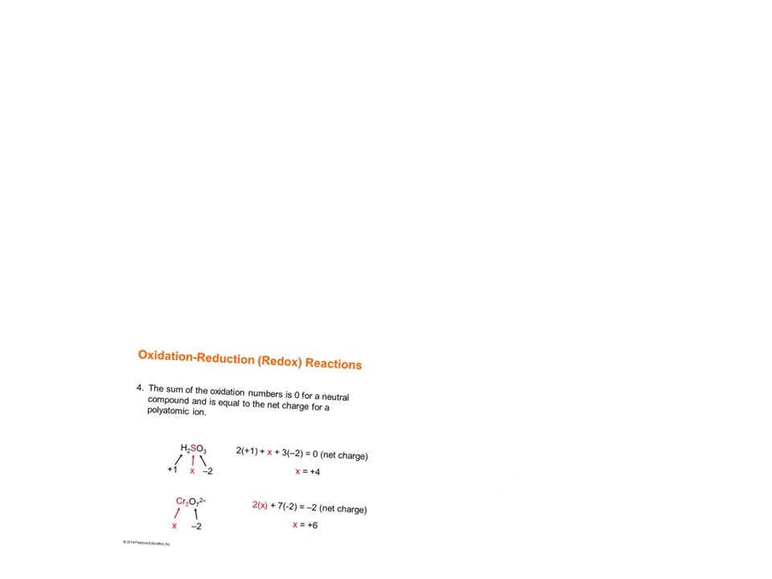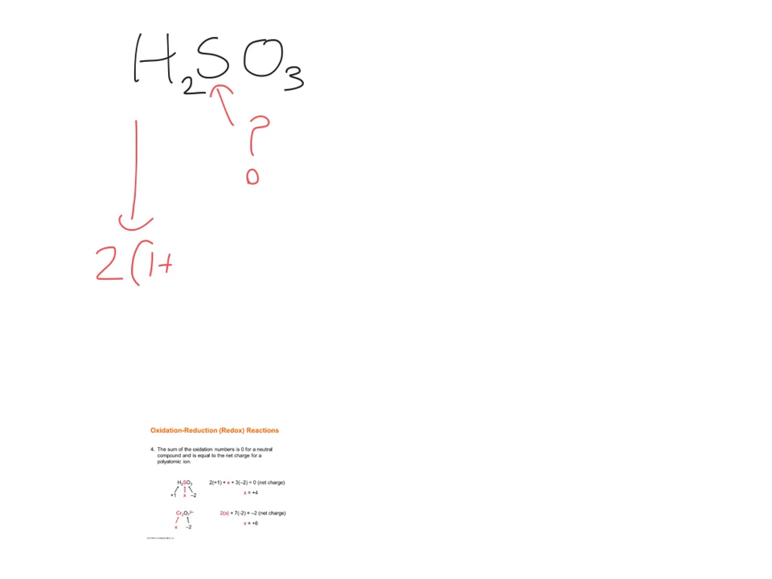For example, let's take a look at sulfurous acid. I want to know the oxidation number of sulfur here. How can I figure it out? Well, I know a rule for hydrogen. I have 2 hydrogens, and according to my rules, hydrogen has a +1 charge.